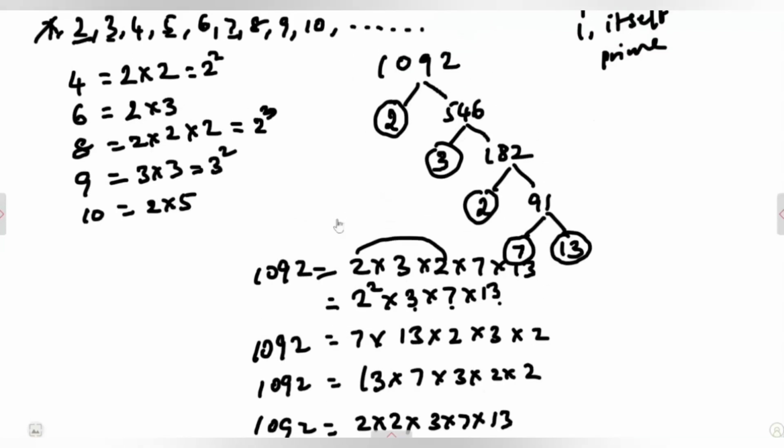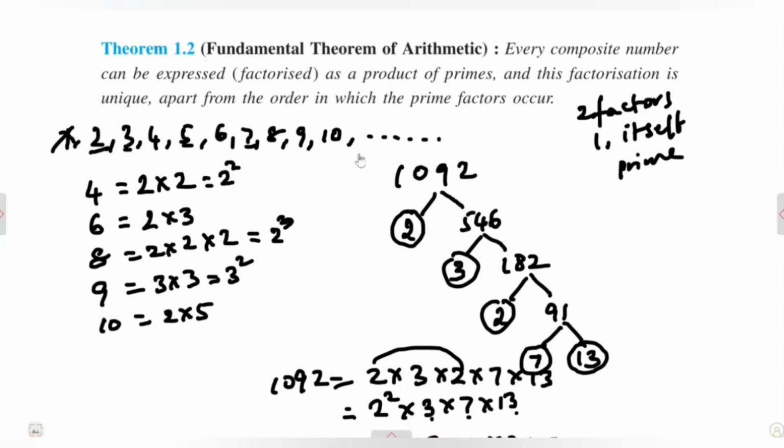Now come to Theorem 1.2. Read the statement once again. Every composite number can be expressed as a product of primes, and this factorization is unique, apart from the order in which the prime factors may occur. So you can say that the prime factorization of natural numbers is unique, except for the order of the factors.